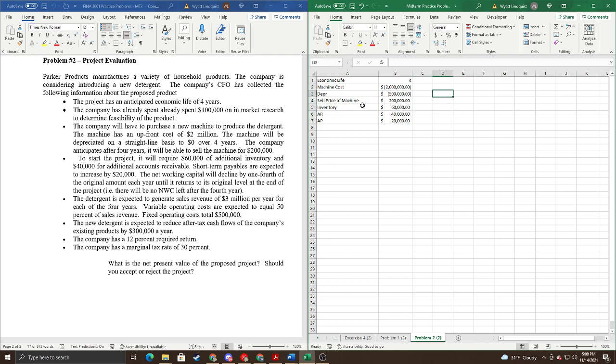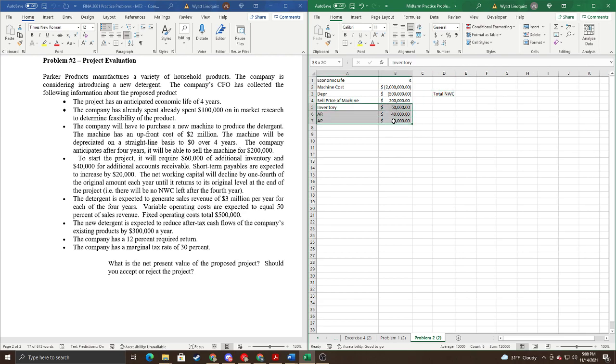Well, we're going to come off here on the side, and what we're going to do is have the total net working capital, and all of these adjust net working capital. Now, they adjust it in different ways, but we're going to have years 0, 1, 2, 3, and 4 net working capital. Now, total net working capital to start the project is going to equal that $60,000, the $40,000, and then it's going to subtract the accounts payable.